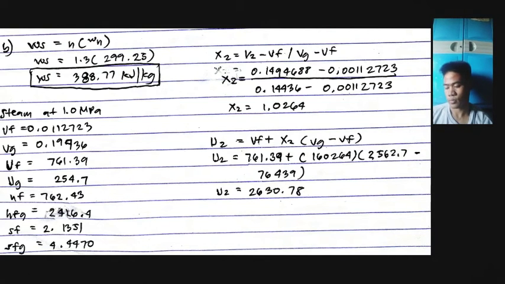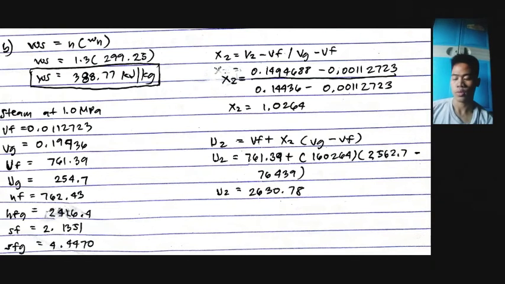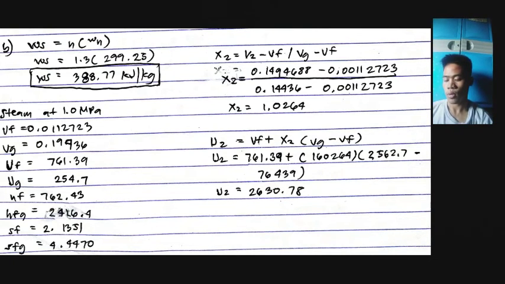And next, finding x2, the formula for that is x2 equals V2 minus Vf over Vg minus Vf, and by substituting it, x2 equals 0.1994688 minus 0.00112723 over 0.19436 minus 0.00112723, and by calculating it, our x2 equals 1.0264.